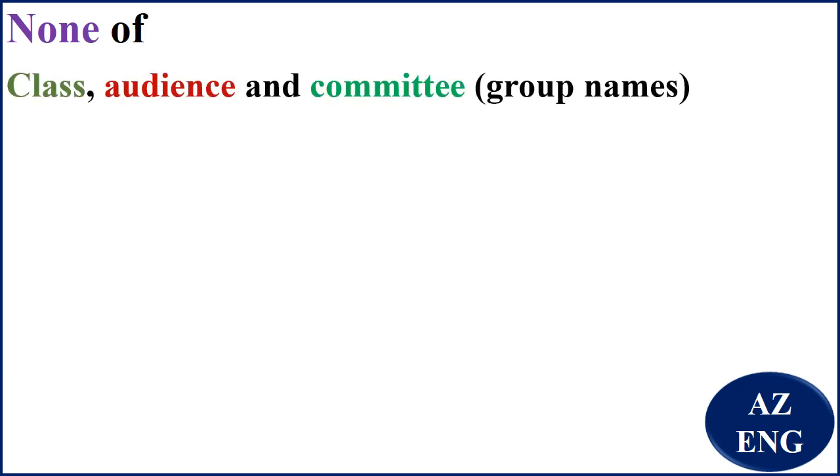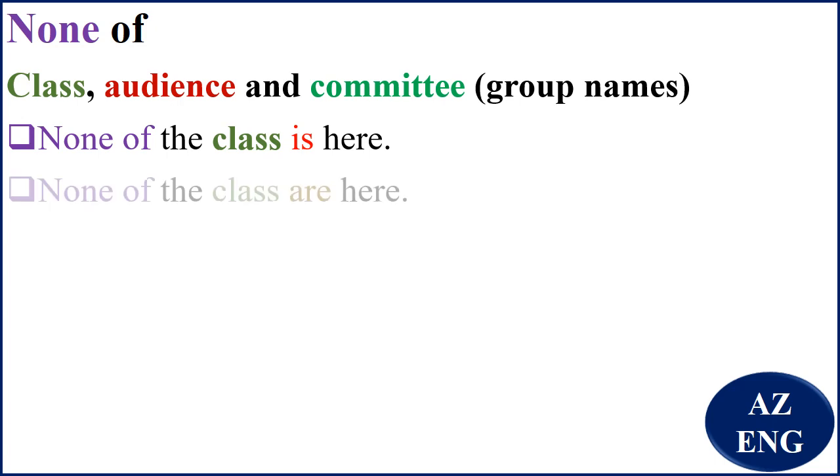Still talking about none of. Now the words we are going to use are class, audience, and committee. So you can think of more examples. Now all of them are group names. That is a collective noun. Now, for example, you say none of the class is here. You are talking about a group of students. None of the class is here. It's correct to say that. It's also correct to say none of the class are here.